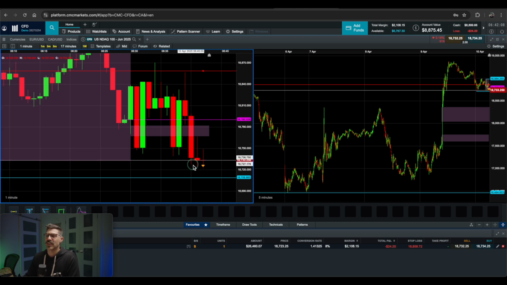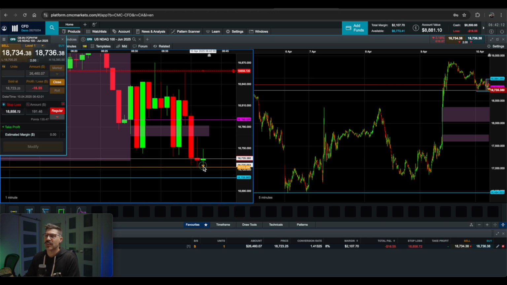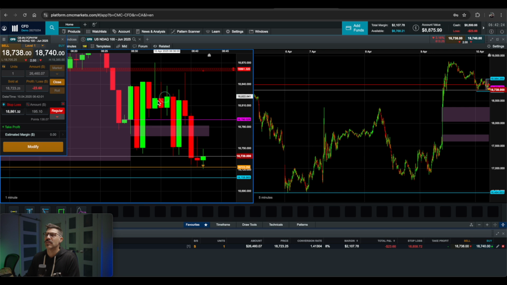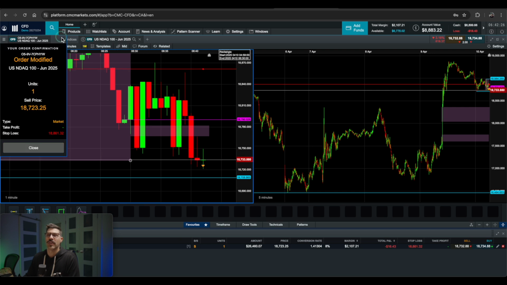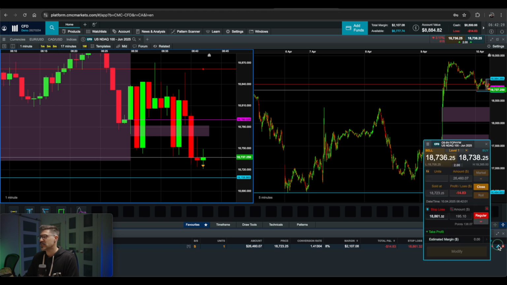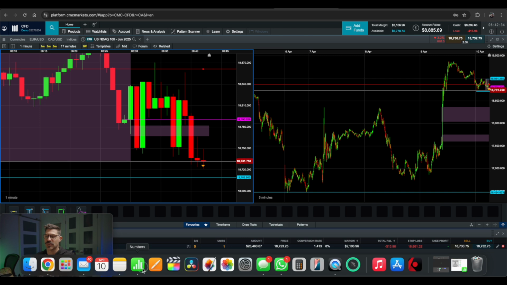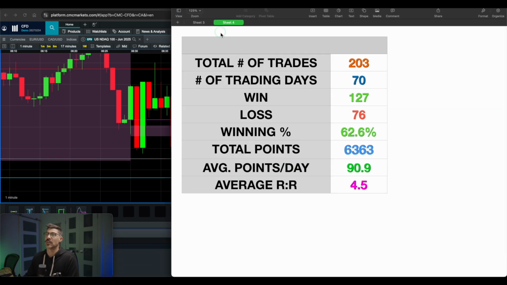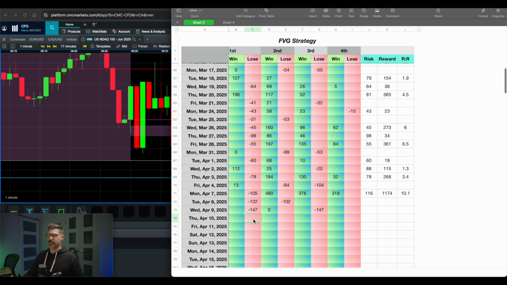This stop should actually be 5 points above that candle. So let me just double check that. 56 plus 5 would be 61. Like that. So we'll modify that. Our stop loss is 138 points. So let's go to the spreadsheet and put that in. Minus 138.